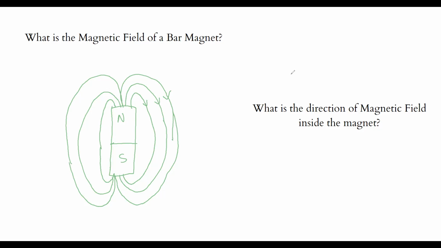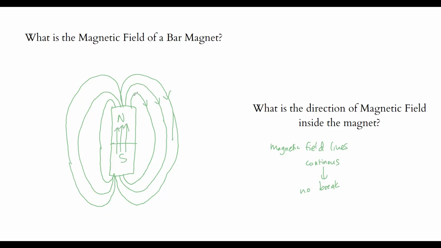Right. So there is one principle that you need to remember: magnetic field lines are continuous. That means there is no break point, no place where the magnetic field lines break. The lines start from north and end at north. So the magnetic field lines inside the magnet will be generated from the south to the north, right?